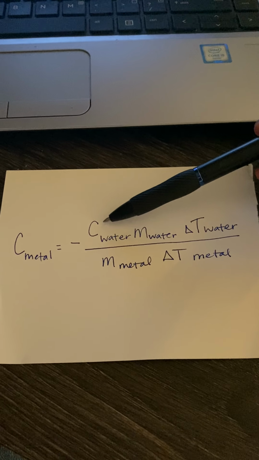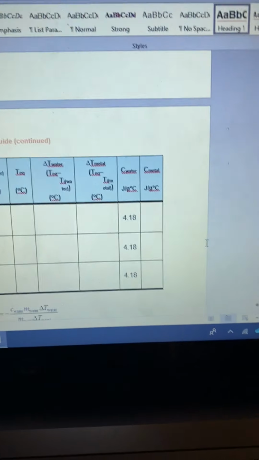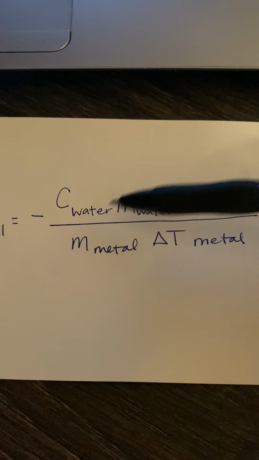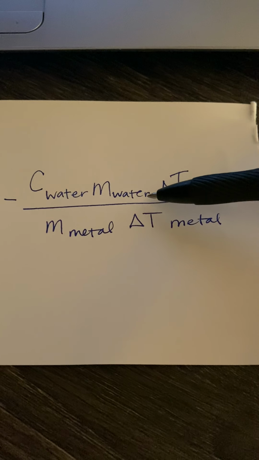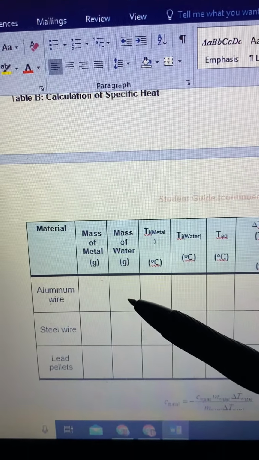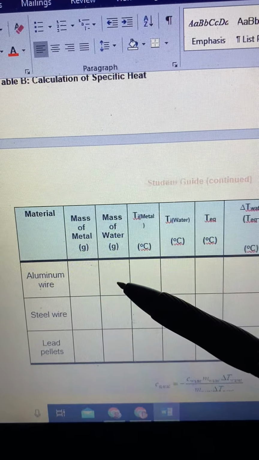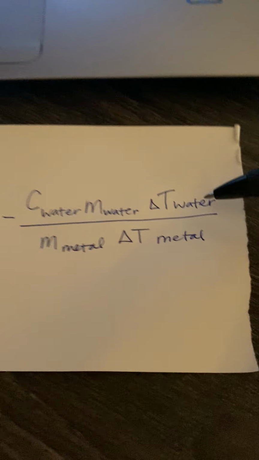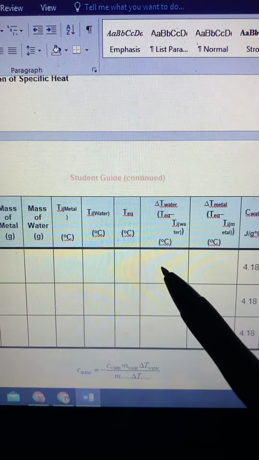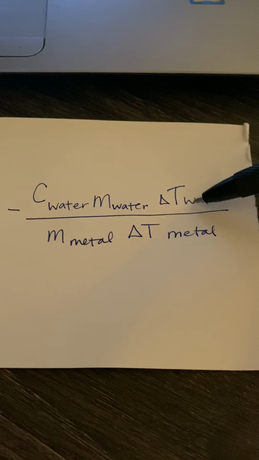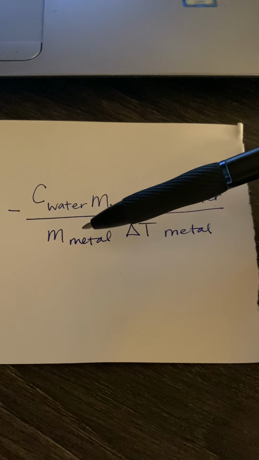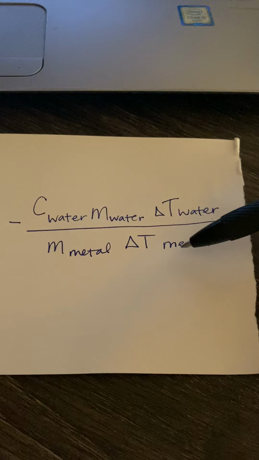A specific heat of water. Wait, how do I know the specific heat of water? Oh yeah, it's given right here, 4.18, no problem. So I'm going to multiply that by the mass of the water, which should be written in your data sheet as you go through the lab. And I'm going to multiply that by the change in the temperature of water, which again, we're going to calculate here. So I'm going to multiply these three numbers on top, and then on the bottom, I'm going to multiply the mass of the metal and the delta T of the metal, or change in temperature of the metal.